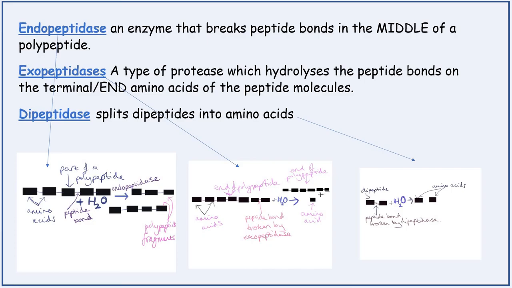Endopeptidase is an enzyme that breaks peptide bonds in the middle of a polypeptide. Exopeptidases are a type of protease which hydrolyze the peptide bonds on the ends, so they hydrolyze the end amino acids of the peptide molecules. Dipeptidase splits dipeptides into amino acids.